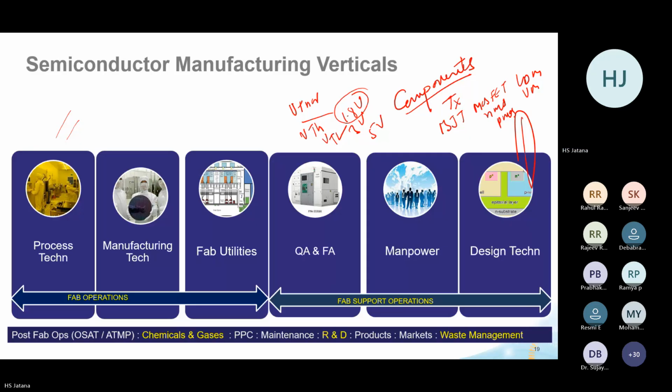And MeitY has given a lot of importance to the development of Indian design houses, and MeitY is supporting. If somebody has a good idea, a good product in mind, we should be able to develop our own design IP. And then there is manufacturing technology.